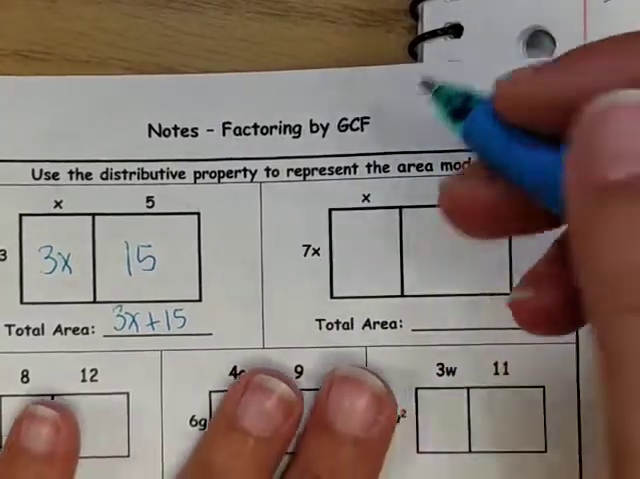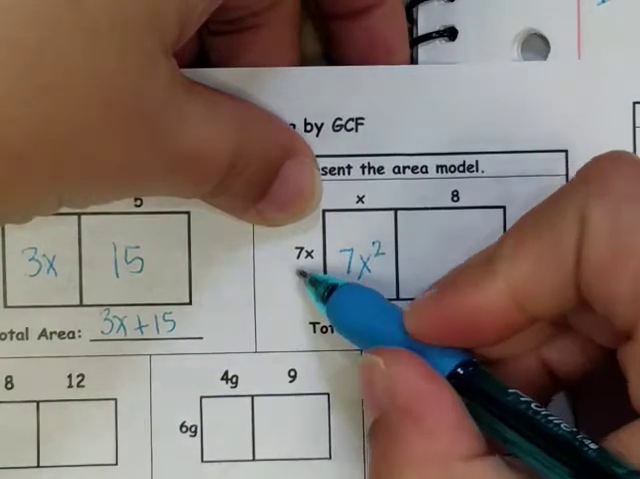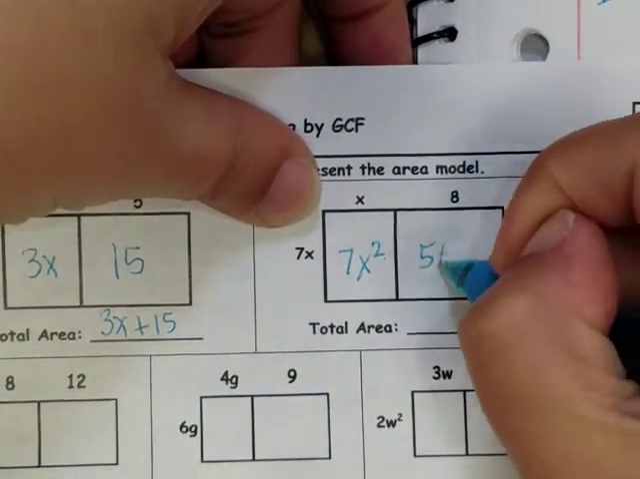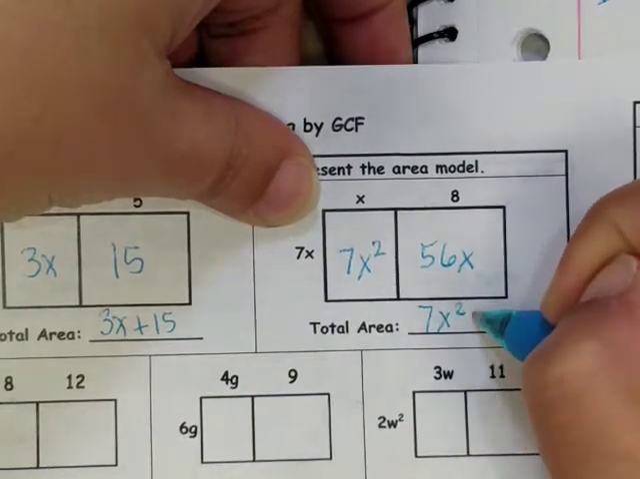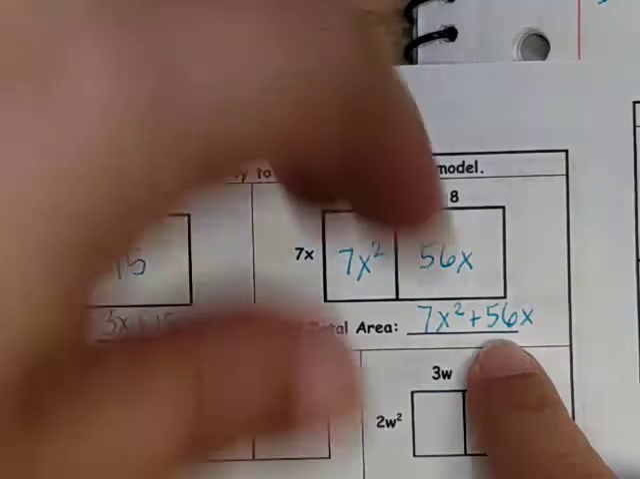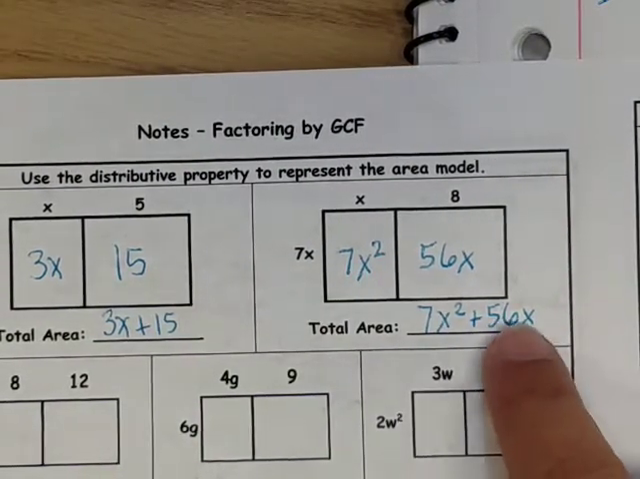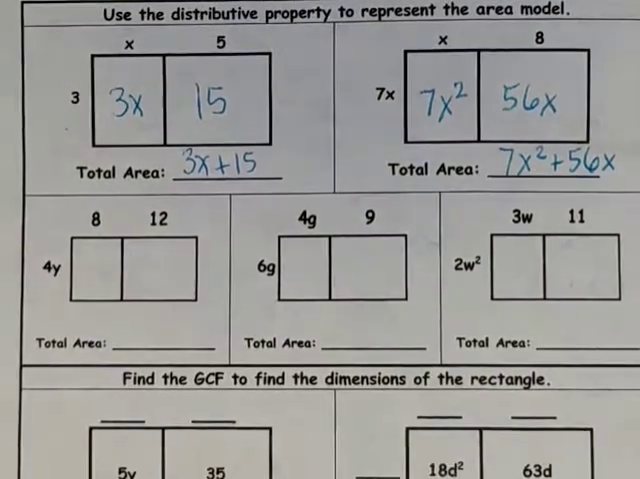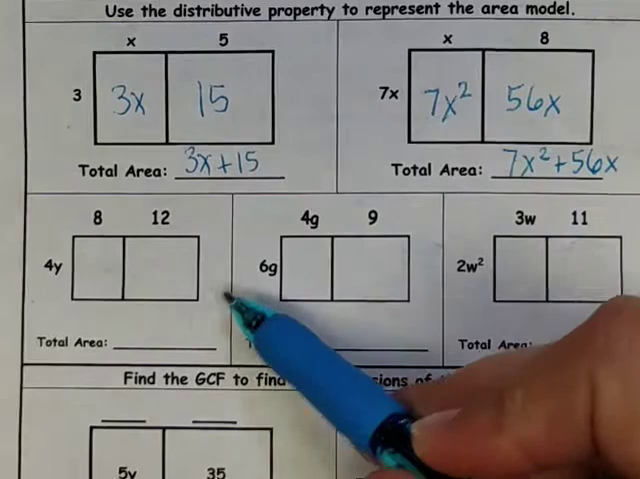7x times x is 7x squared. 7x times 8 is 56x. And then I can put those two terms down here. I cannot combine those. I can't say that that is 63x because that's x squared and that's x, and those are not like terms. All right, now go ahead and complete these three on your own.